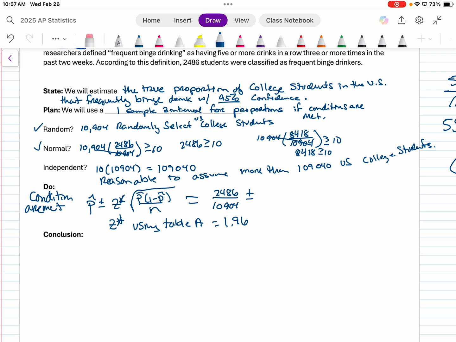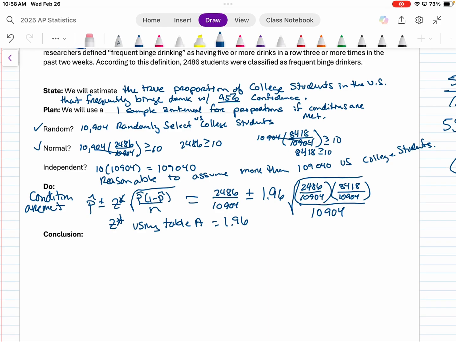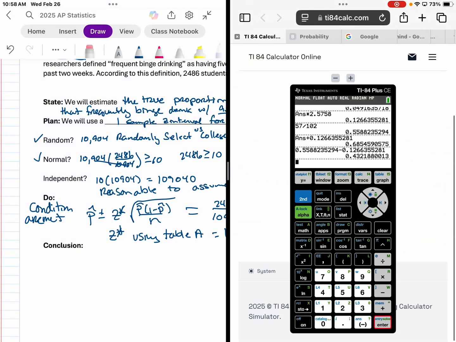All right, so that 1.96 is going to go here, times the square root. Now the crazy fractions. 2486 over 10904. That is being multiplied by 8418 over 10904 over 10904. And this is the last one we're doing it by this way. Then I'm going to show you the faster way.